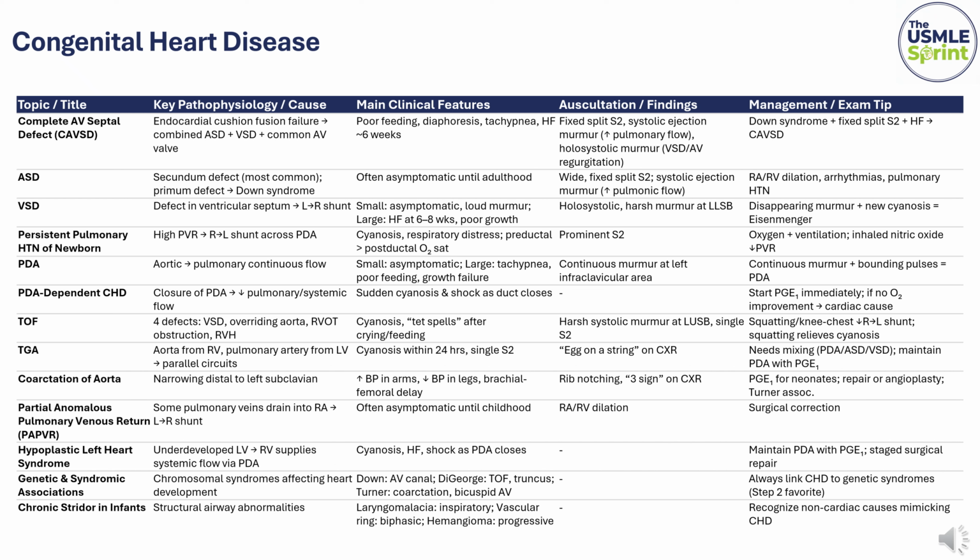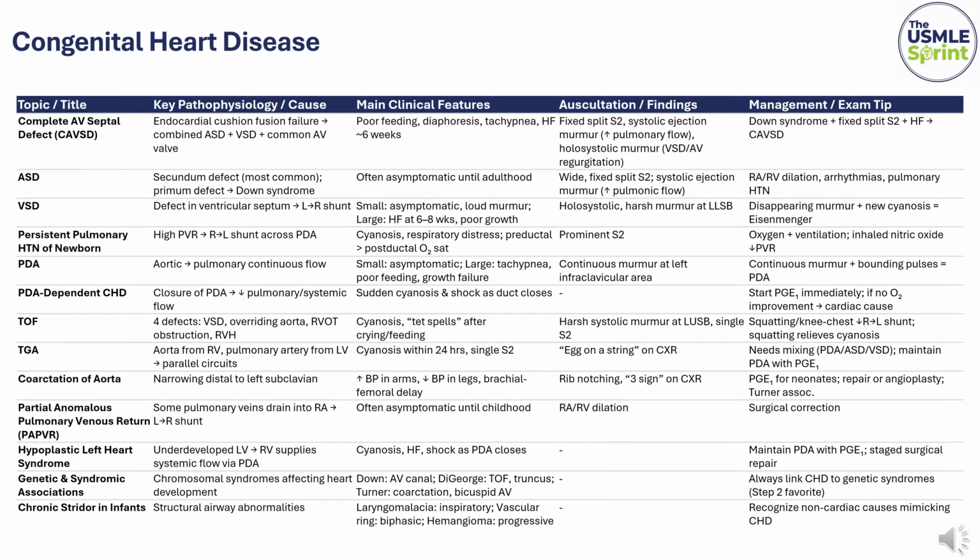And finally, a quick word on chronic stridor in infants because it sometimes overlaps with congenital cardiac causes. Laryngomalacia causes inspiratory stridor that's worse with feeding or crying. Vascular rings cause biphasic stridor that improves when the neck is extended. Airway hemangiomas can cause progressive biphasic stridor, often with skin hemangiomas in a beard-like distribution.